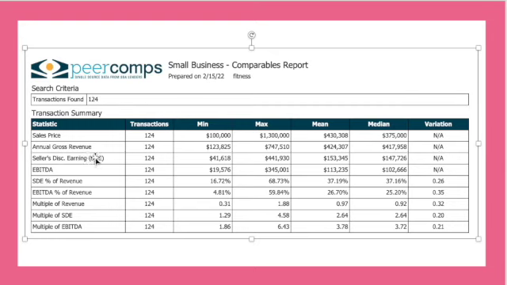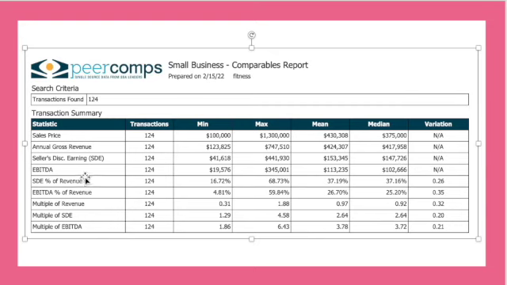We talked about seller's discretionary earnings. So from the group of 124, the least performing one made $41,000, and the highest performing one made $441,930, with a middle number of about $147,000.